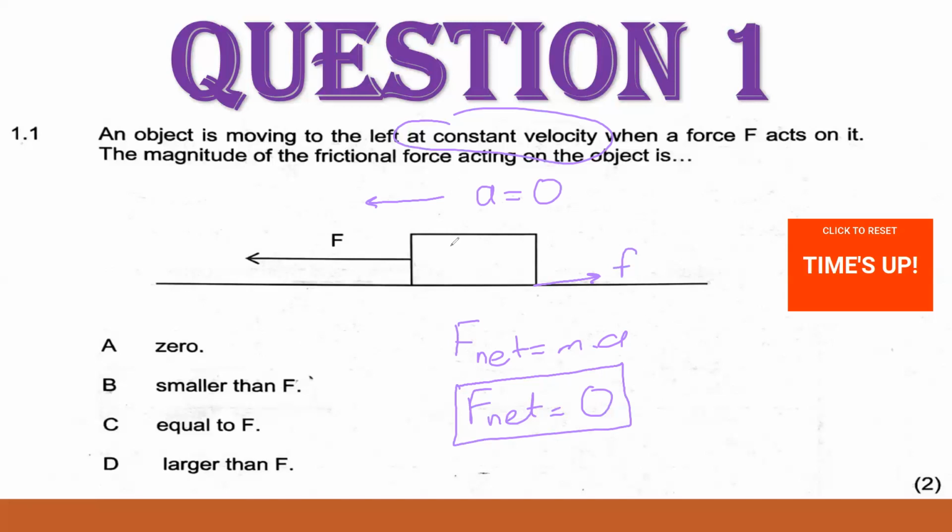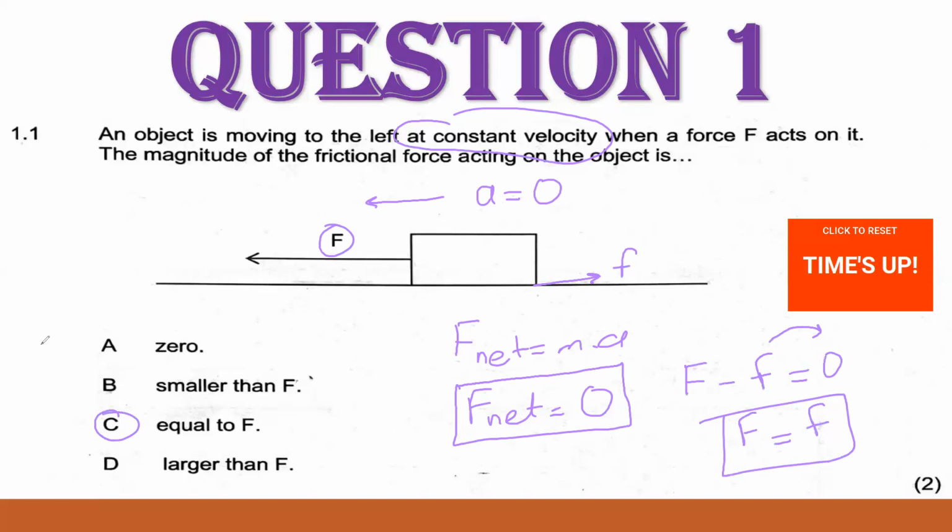F net equals 0. What's our F net? Always direction of motion, we are choosing positive. So F first. F minus, I'm writing F net now. F minus friction force equals 0. And then I can take friction force other side. F applied, F equals friction force. So our answer is equal to F.